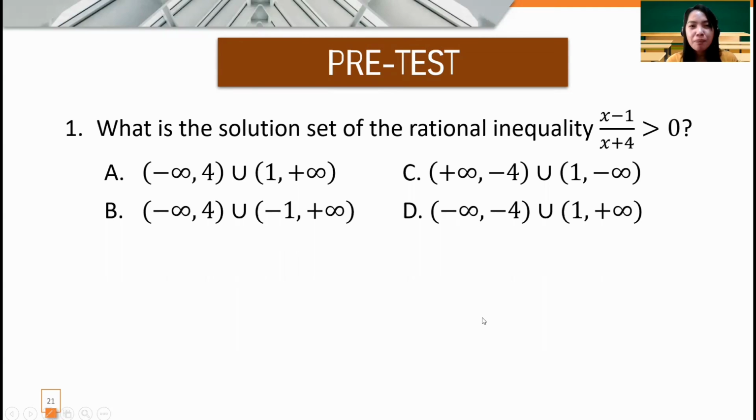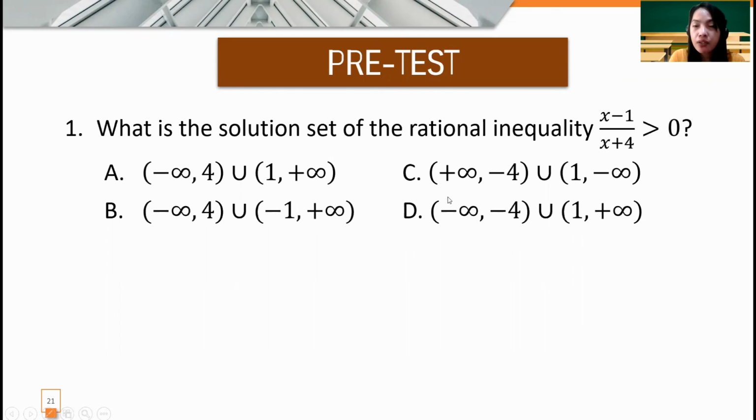Let's proceed to the pretest part. There are 5 items. In number 1, what is the solution set of the rational inequality x minus 1 all over x plus 4 greater than 0? We're going to inspect the given options in number 1.